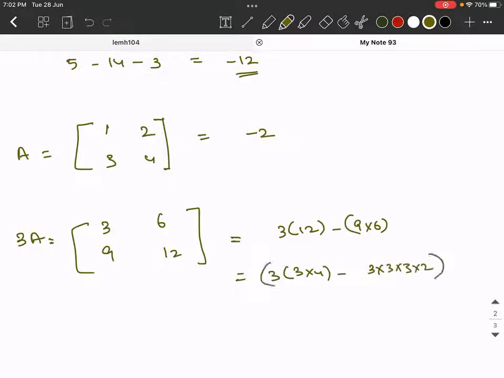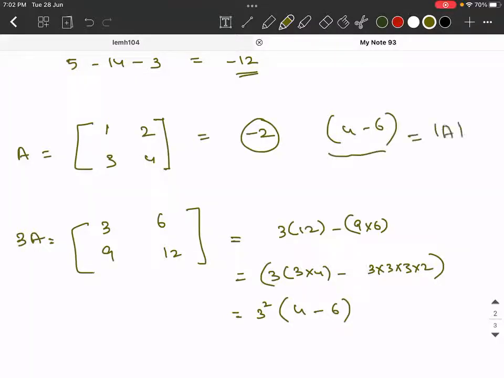So I will look at the number of 3's that are common. So I can take out 3 square outside. Then what am I left with? 4 minus 6. How did you get this minus 2? Because of 4 minus 6. So what is 4 minus 6? It is actually the determinant of A. So why is it getting squared? Because when you multiply a number in a matrix, the same number gets multiplied to the opposite values, to the numbers along the diagonal.